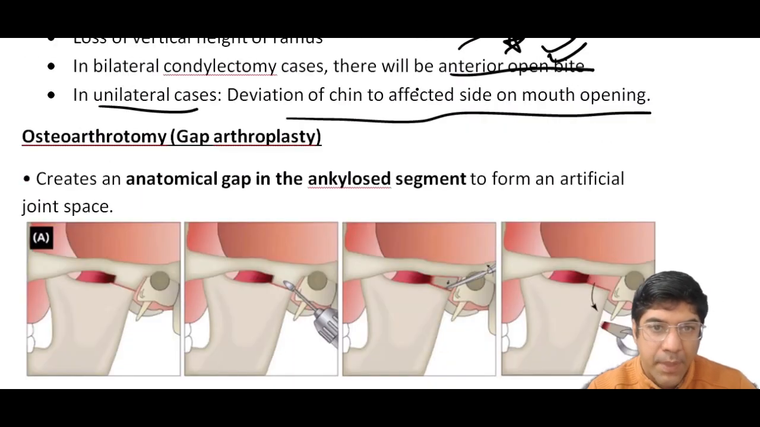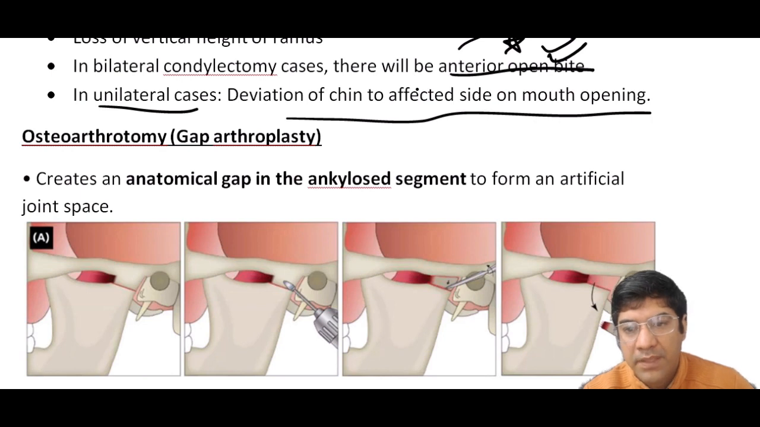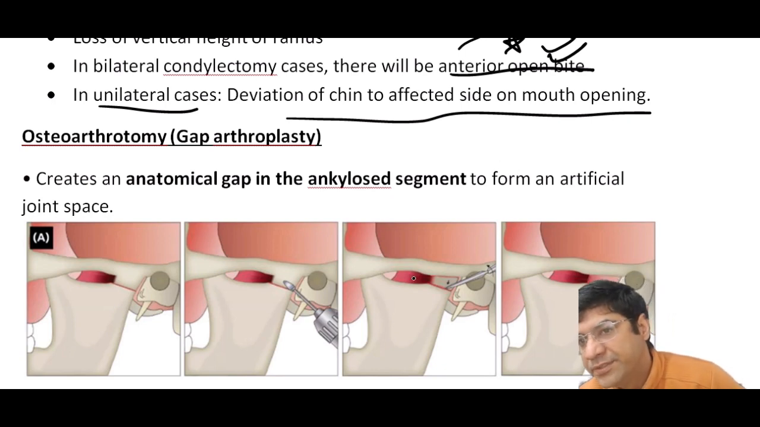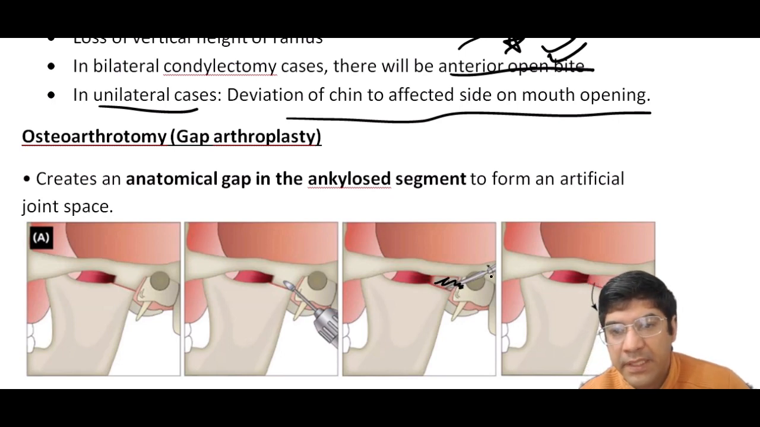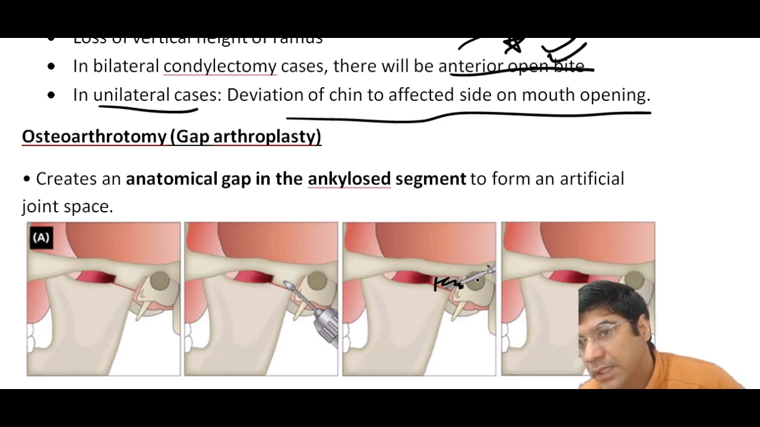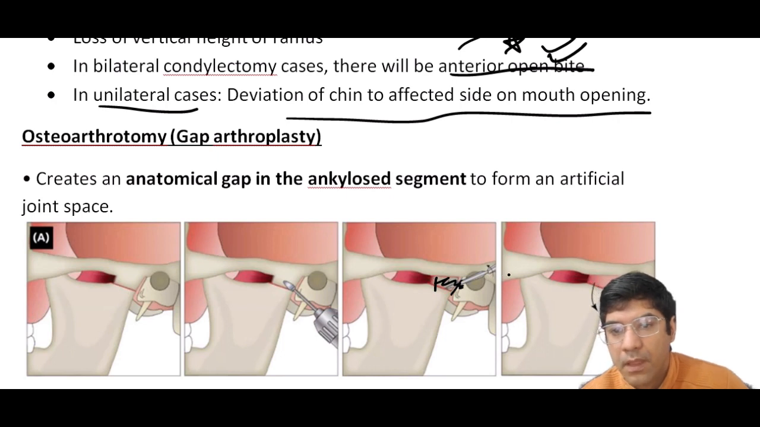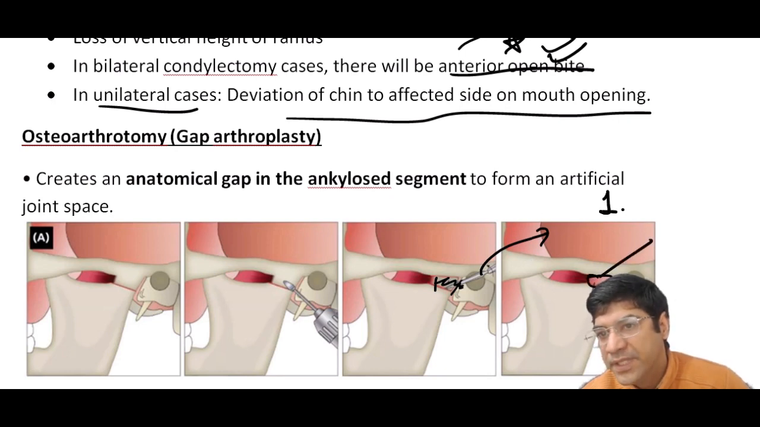The other method is gap arthroplasty. Gap arthroplasty refers to surgery where the cut is made at the previous joint space and no material is placed between the joint surfaces. Two horizontal osteotomy cuts are made and a wedge-shaped piece of bone is removed to create a gap between the roof of the glenoid fossa and the ramus. So remember, a gap of around how much size?